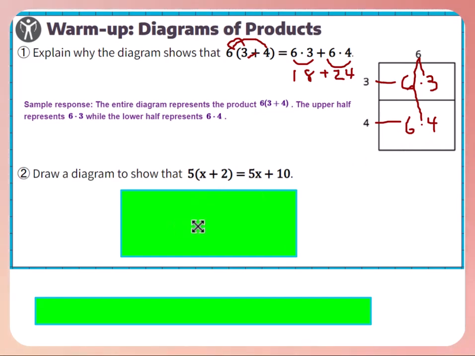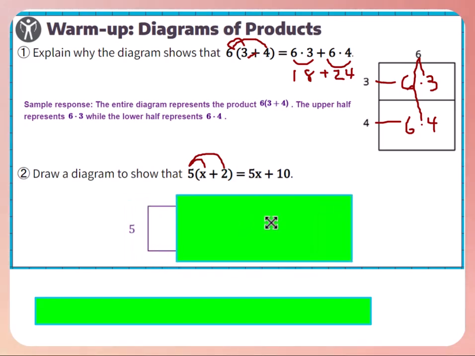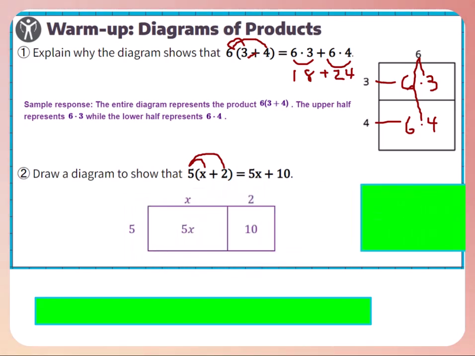Question number 2, you're asked to draw a diagram to show that 5 times (x plus 2) equals 5x plus 10. Again, we know the distributive property. We can distribute the multiplication of 5 to both terms. So that would be 5 times x, that's 5x, plus 5 times 2, that would be 10. But we're going to draw a diagram and use the box method to show how we can organize that multiplication when we're talking about a monomial, one term, and then a binomial, two terms.